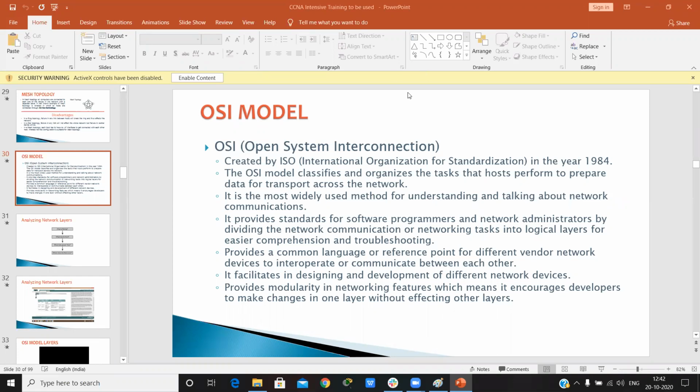Okay, Parvez, why? Yes, sir. Any doubt, bro? Not so far, sir. Okay, so from tomorrow we will start the OSI model.